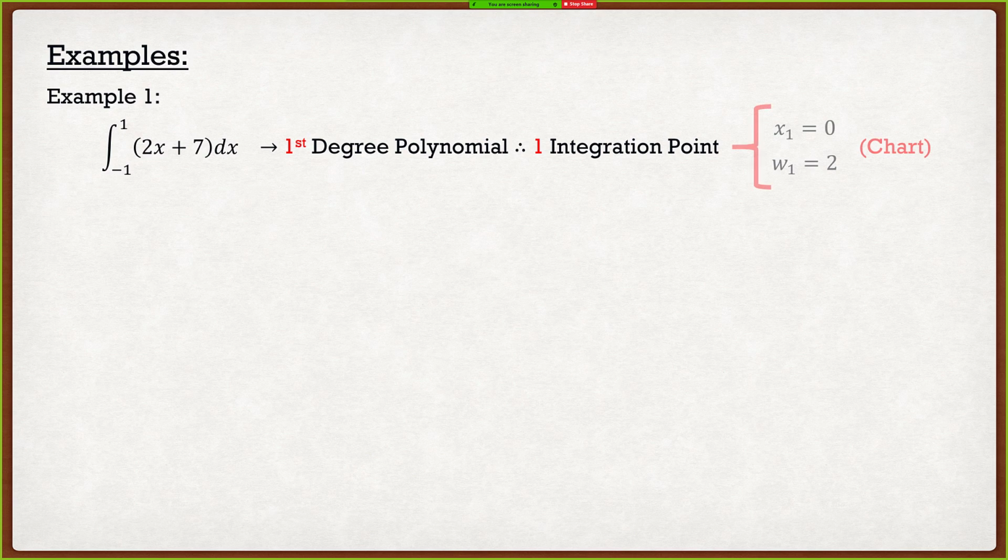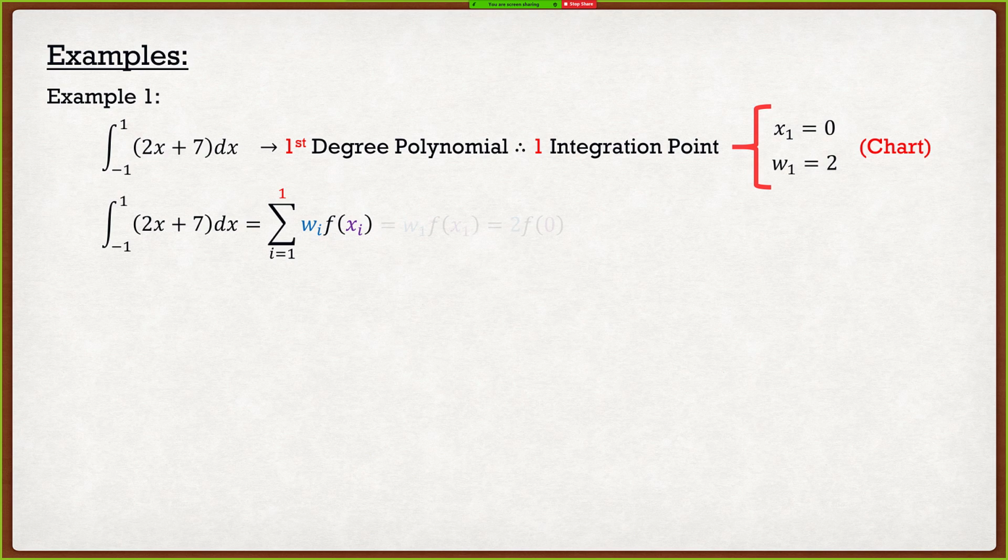We said that this integration point was located at 0, and it has a weight of 2. So what we're going to do is take our equation here, and instead of actually integrating it, express it as the summation of wi multiplied by f of xi. That n at the top is how many integration points we have. We only need one integration point, so our summation is simply from i equal to 1 to 1.